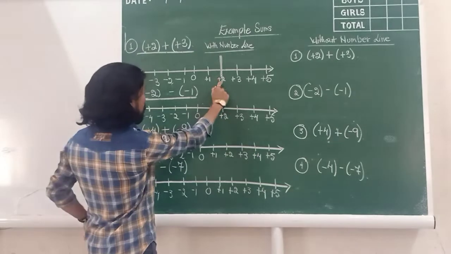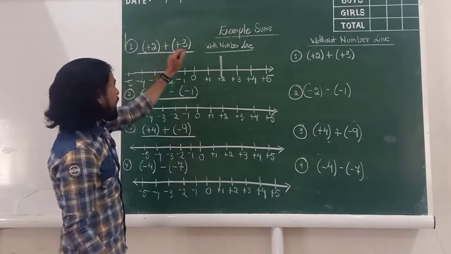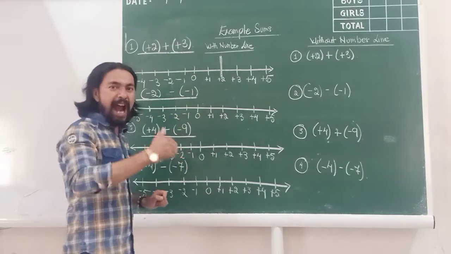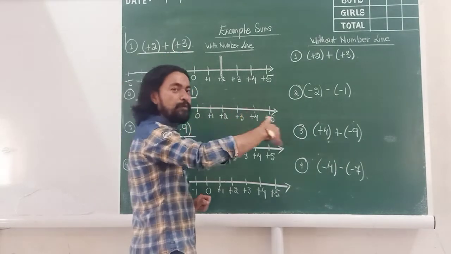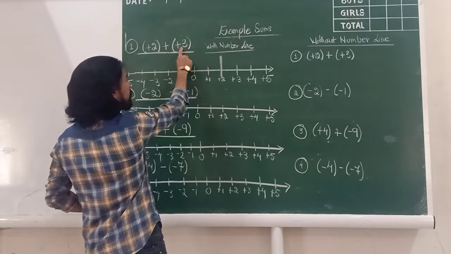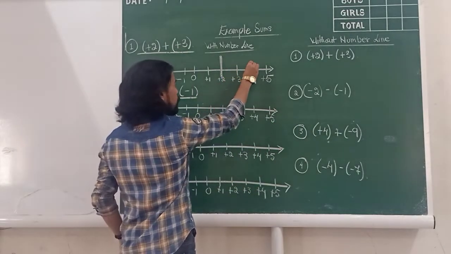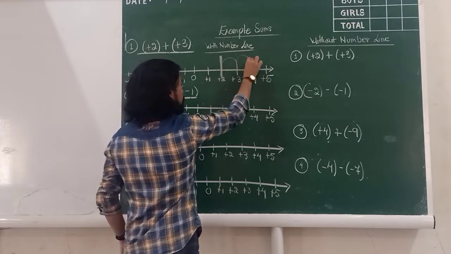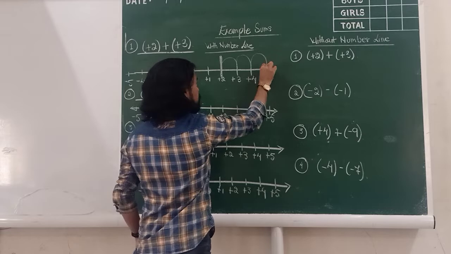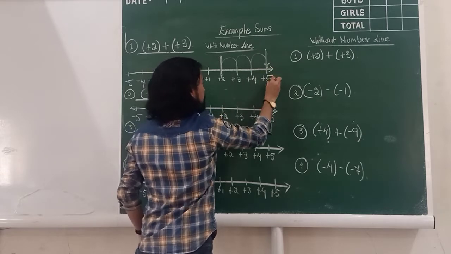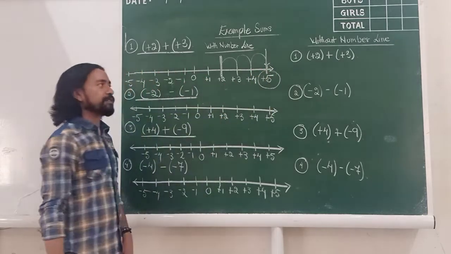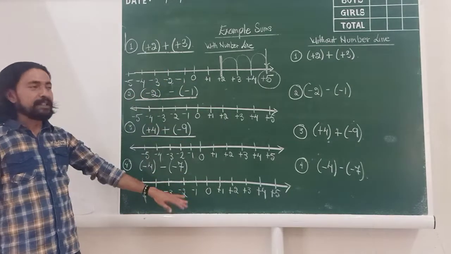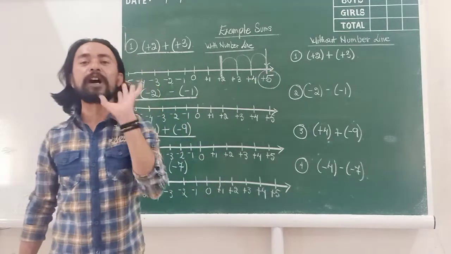So my starting point is plus 2. I am adding a positive integer. I am adding positive 3. So which direction do I move? Right. How many places? 3 places. 1, 2, 3. So from here I will come here and go here and go here, and I'll reach this answer. And my answer is plus 5. Let's first do all the number lines. Then I will show you how to work it without the number line.